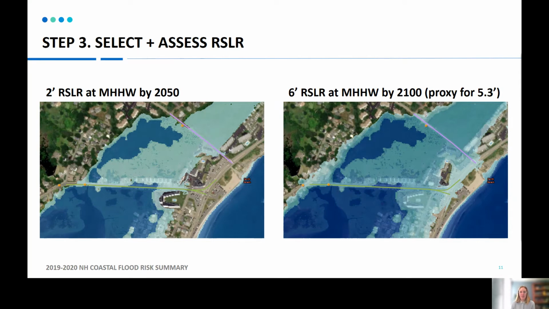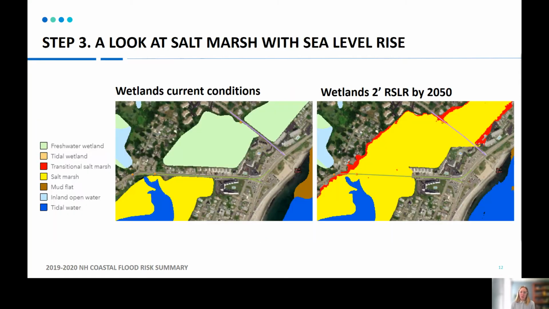You can also look in step 3 at how we expect wetlands to change with higher sea levels. The image on the left shows current present day wetland conditions. The image on the right shows possible future conditions in 2050 with 2 feet of sea level rise. So you see in the yellow here that salt marsh is expected to migrate northward.